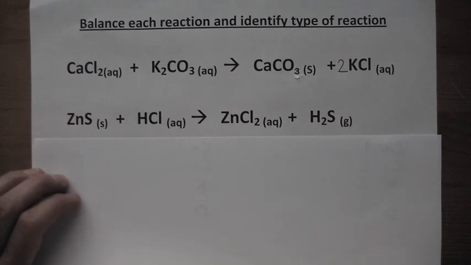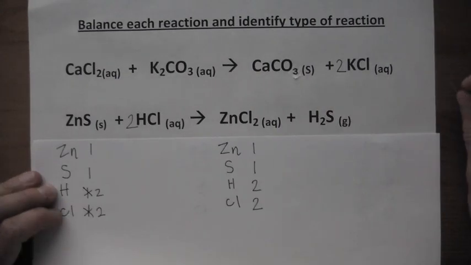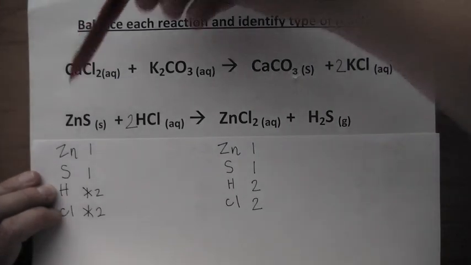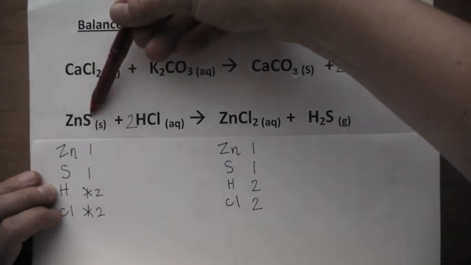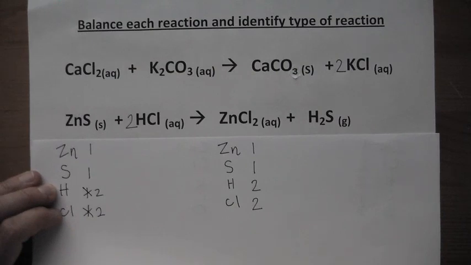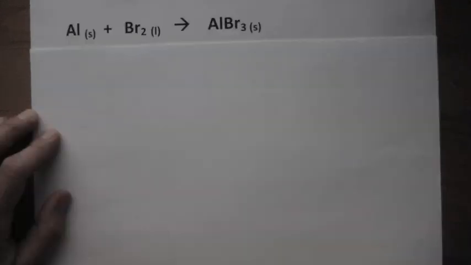Let's look at the second example. First, we need to balance the equation, and then second, we'll decide what type of reaction it is. What type of reaction is this? Well, my zinc is now with chlorine, and my hydrogen is now with sulfur. This is another example of a double displacement reaction.